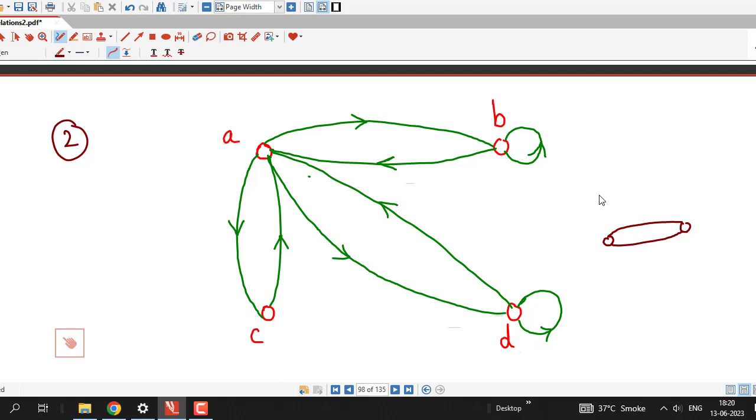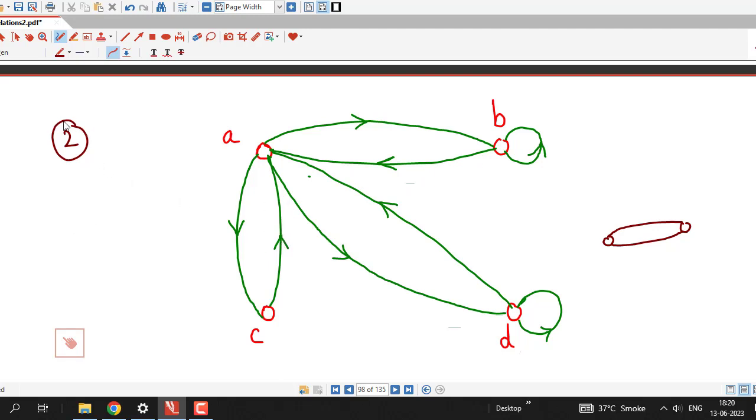And it is not antisymmetric because for antisymmetry we require that there must not be an edge in both the directions, and here we are observing the edges in both the directions, therefore this is not antisymmetric.